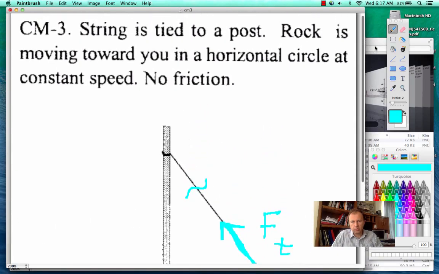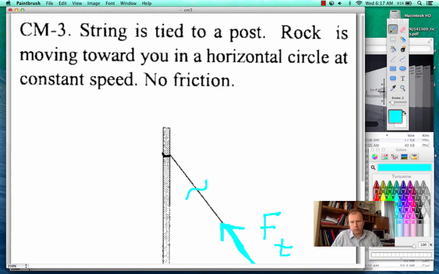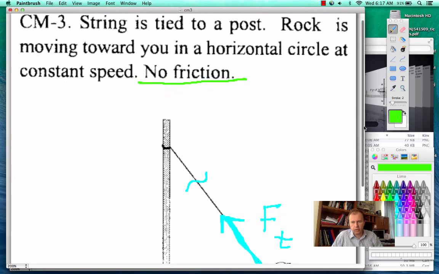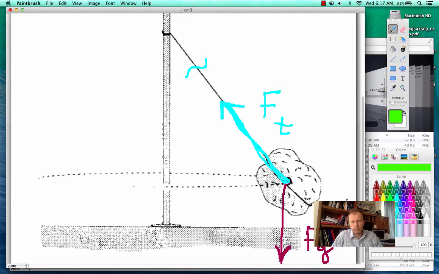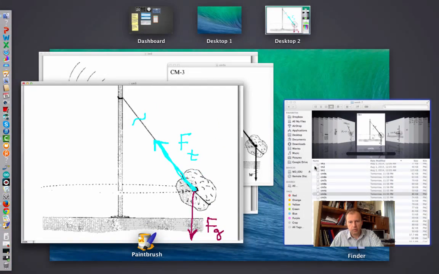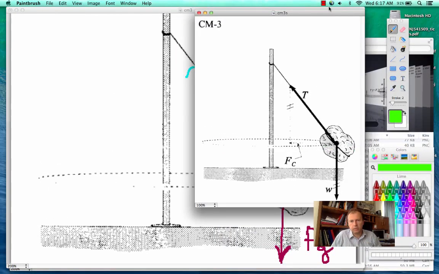If you remember, it says here, no friction. That's an important detail. There's no spring, so we don't have an elastic force. There's no normal force, as I said. So pretty much those are the only forces that act in this situation. The solution is something like this.